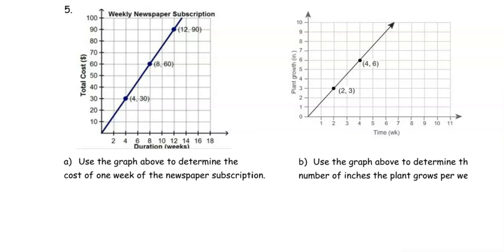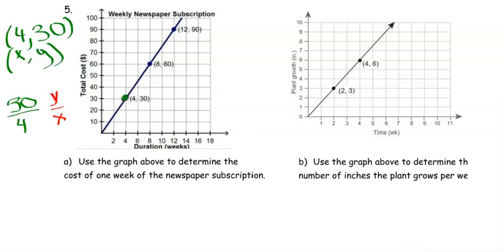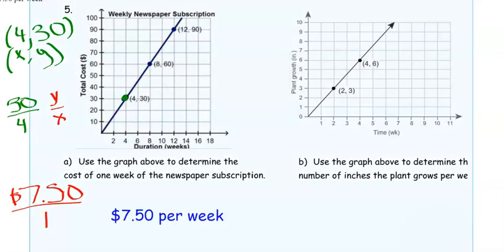So to find the cost per week, we want to divide the cost by the number of weeks. Let's look at the first point, (4, 30), and we're going to be dividing our y value by our x value. Once we do that, we are able to determine that it's going to be $7.50 for the duration of 1 week. So this weekly newspaper subscription is $7.50 per week. Not bad for a subscription, right? Think about how many things you can buy for $7.50 at your favorite snack shop in RVC.